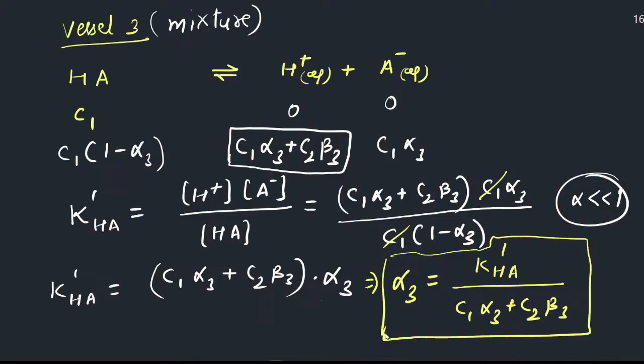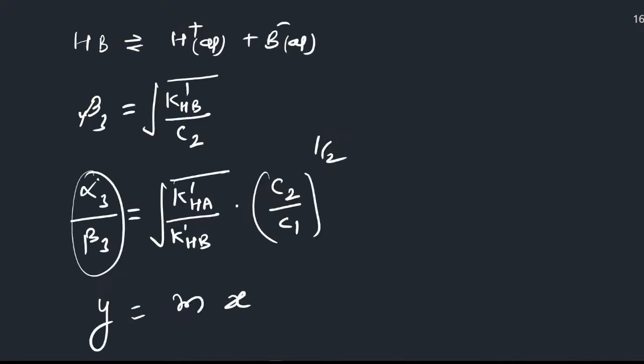बेटा ये समझ में आया आपको पूरा? Why do I write H plus ion concentration as C1 alpha 3 plus C2 beta 3? Because in vessel 3, HA and HB both are present. So H plus is counted from both HA as well as HB in the equilibrium.